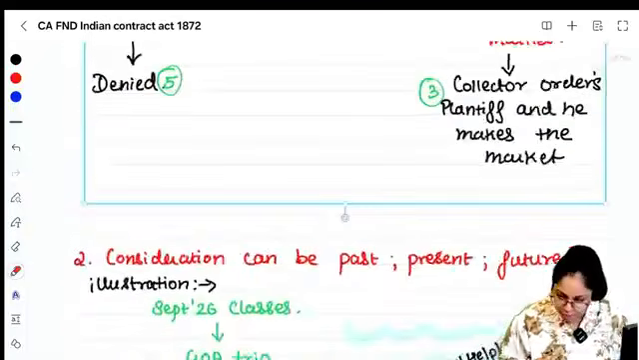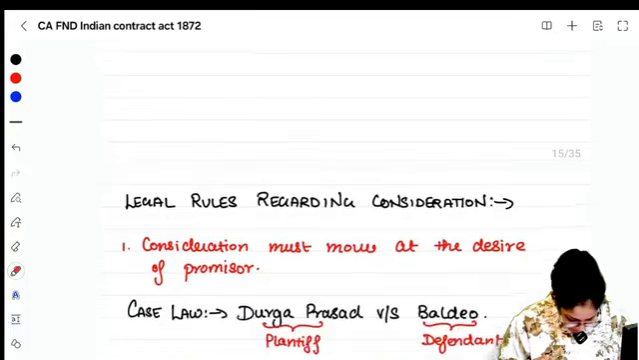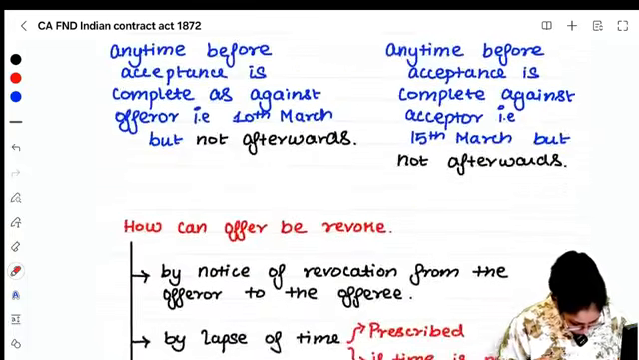Look at section 4 here. Communication when complete. Where is communication when complete?